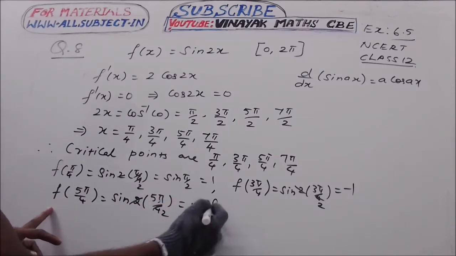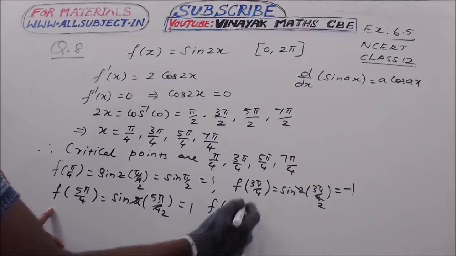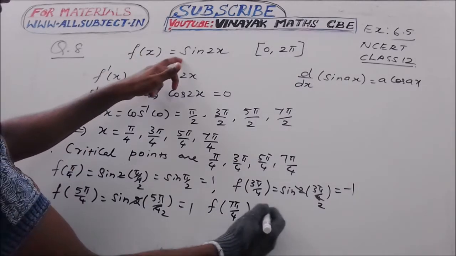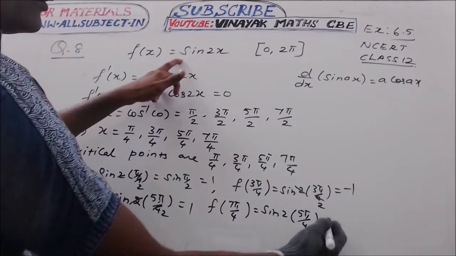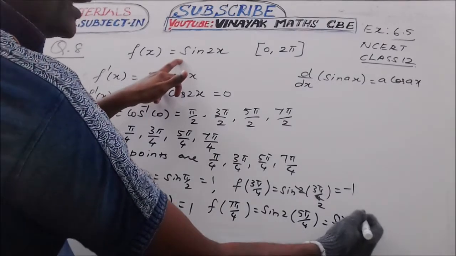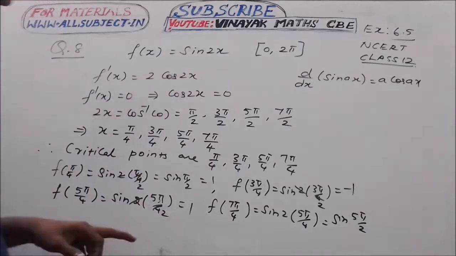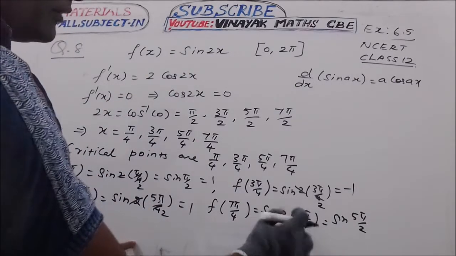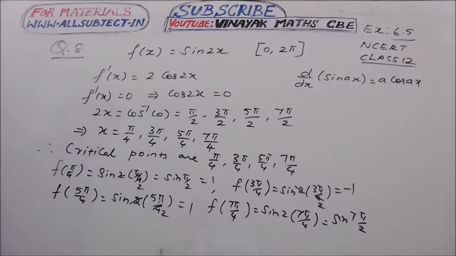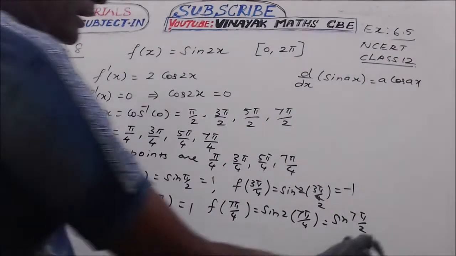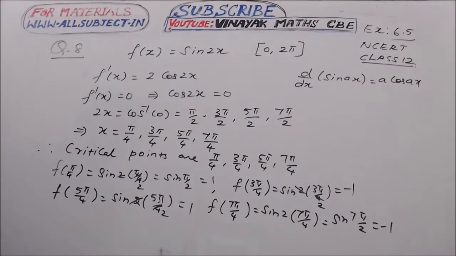And then f of 7 pi by 4. Calculating in a similar way, sin 2 into 7 pi by 4 is equal to sin 7 pi by 2. So sin 7 pi by 2 is equal to minus 1.